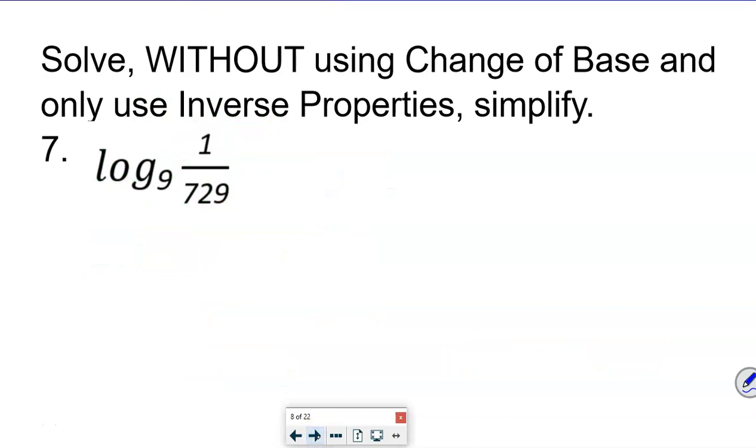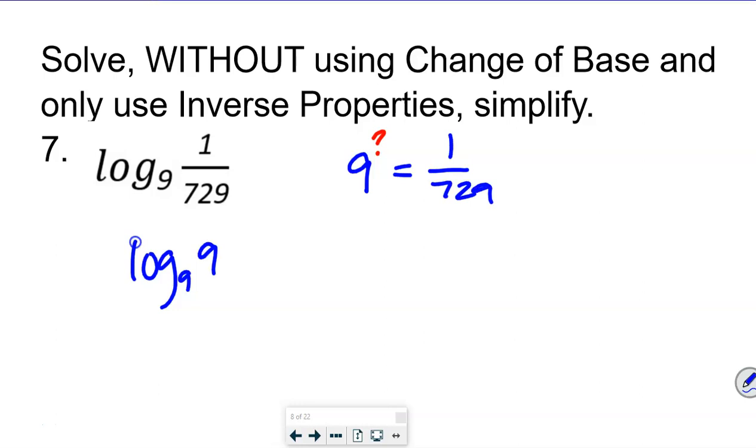All right, so this one says solve without using the change of base and only use inverse properties. So that means I want to have the same bases. So I want to have log base 9 of 9. So the real question is 9 to what power is equal to 1 over 729. So what I want to figure out first is 9 to what power is 729. So when I start taking 9 to powers, obviously 9 to the second is 81. So 9 to the third is actually 729. So if I want to figure this out, I'm going to say 9 to what power is going to be the negative 3, okay? So that's going to go right here.